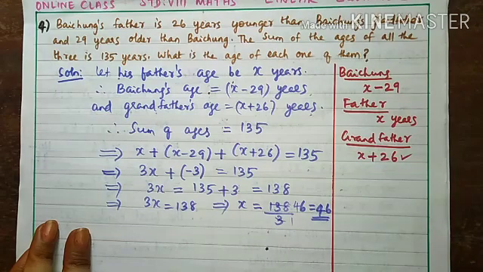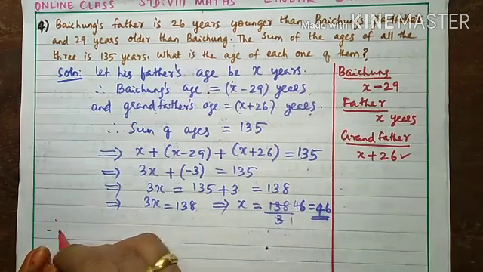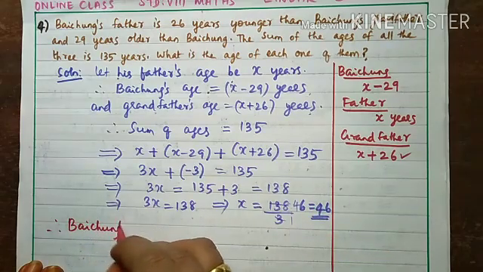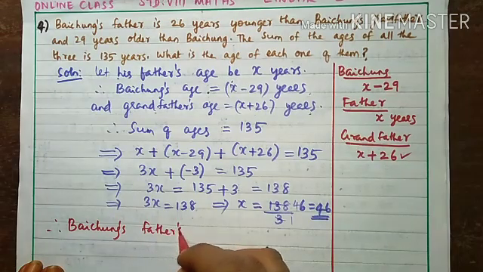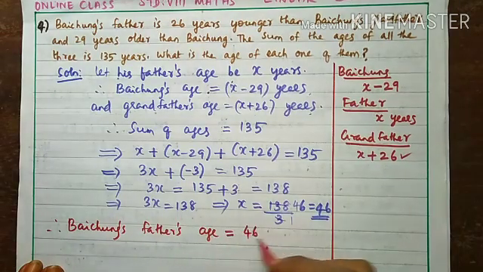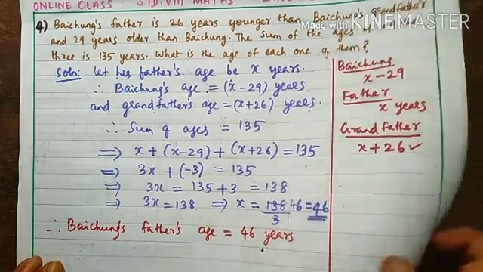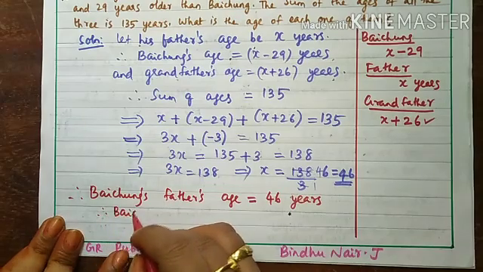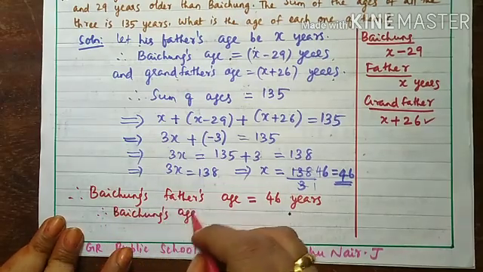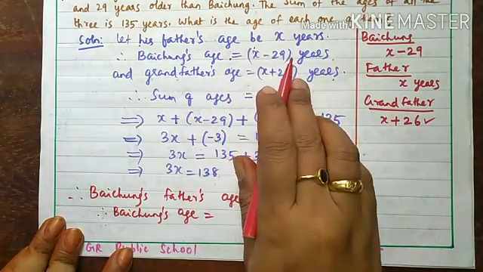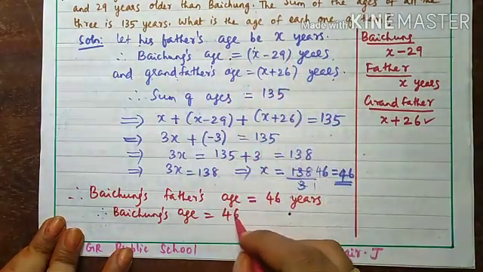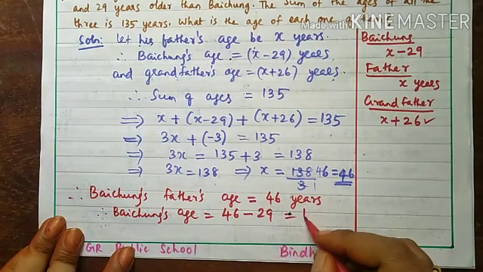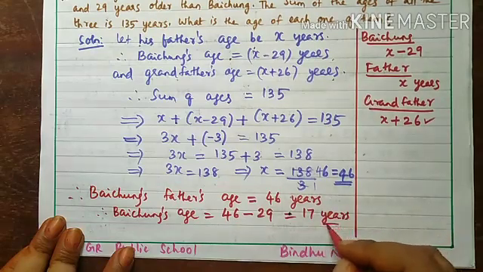We want to find the ages of all the people. So therefore first we got whose age? Father's age. Baichung's father's age equal to 46 years. That is our first answer. Now using this we are going to calculate the other two. Therefore Baichung's age. What have we taken? X minus 29. So x we got 46. So 46 minus 29. How much is 46 minus 29? All of you calculate. You will get 17 years.